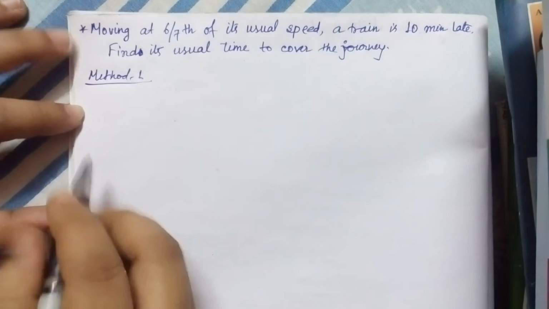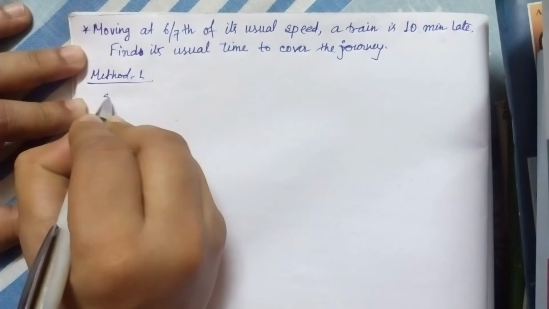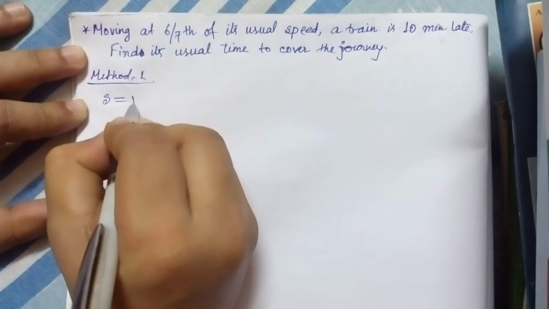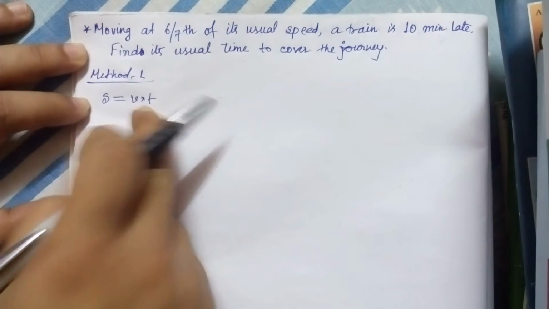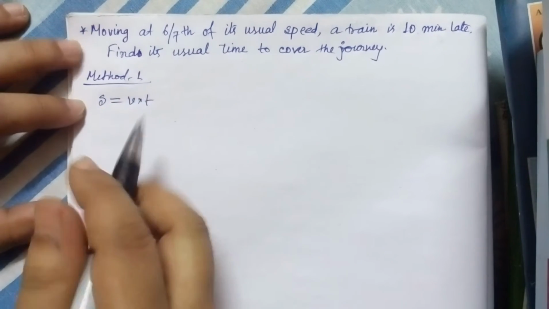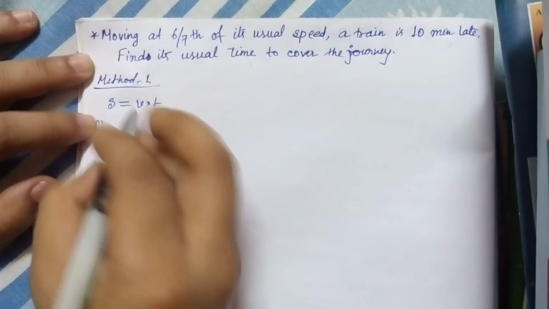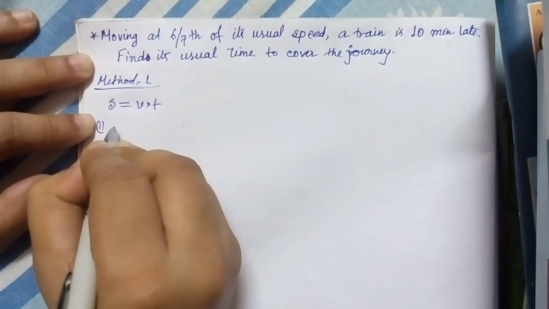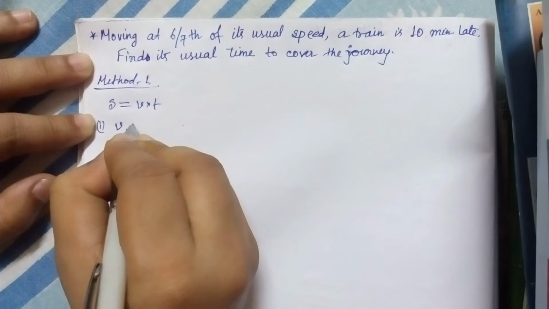that is the conventional method, we'll solve it like this. S, the distance covered, equals V into T. V for velocity or speed, T for time, and S for the distance or displacement. Here for the first case, let the speed of the train be V and the usual time it takes be T.